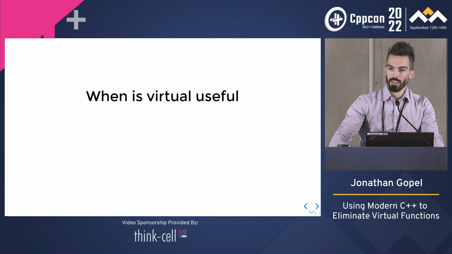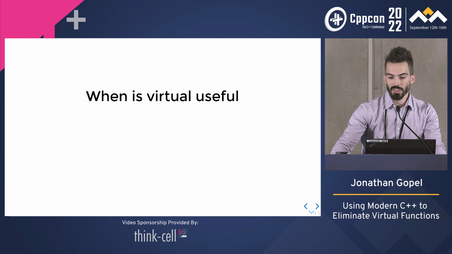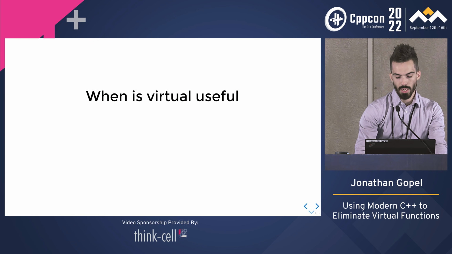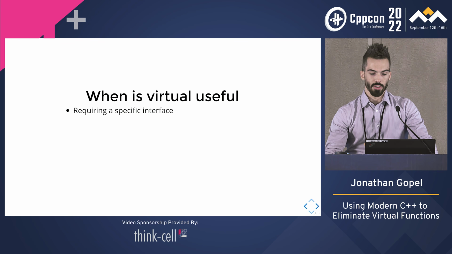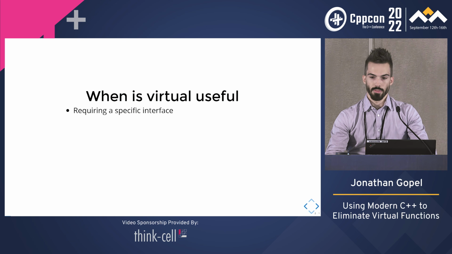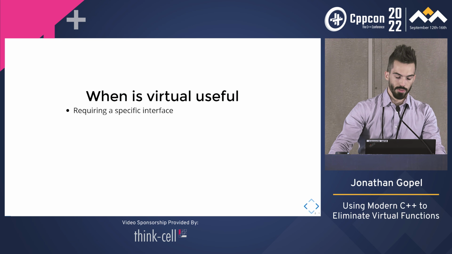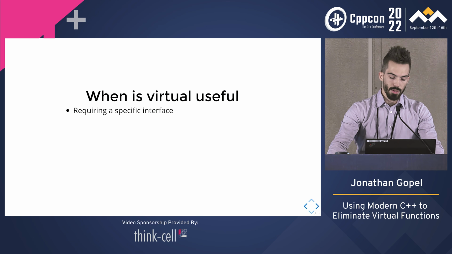So this talk is about eliminating virtual, and I think before we can do that, we need to discuss when virtual is useful. Fundamentally, I think this breaks down into three cases. First, requiring a specific interface. So you can use a virtual base class. You can require that a function with specific properties exists on an object, right? This is a natural use of a virtual function.